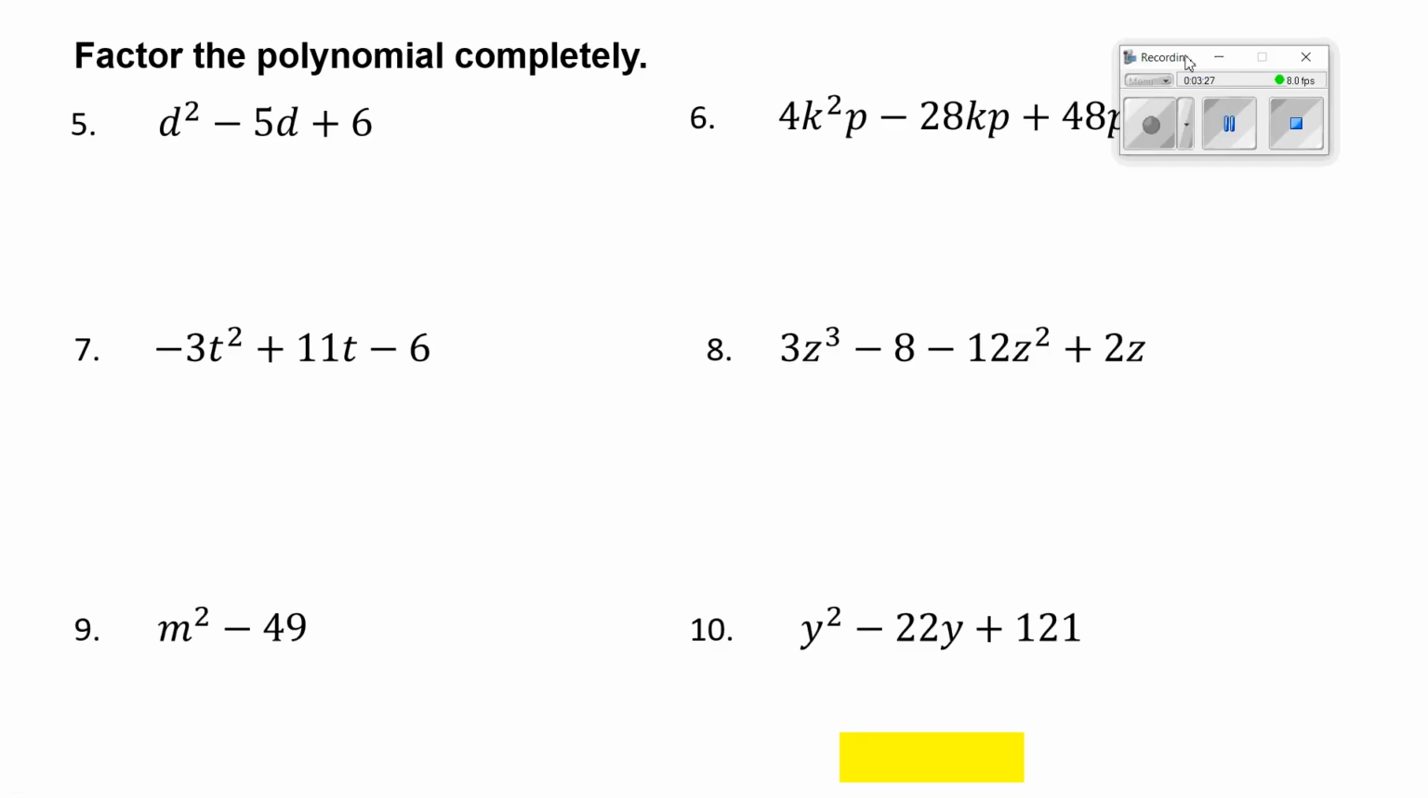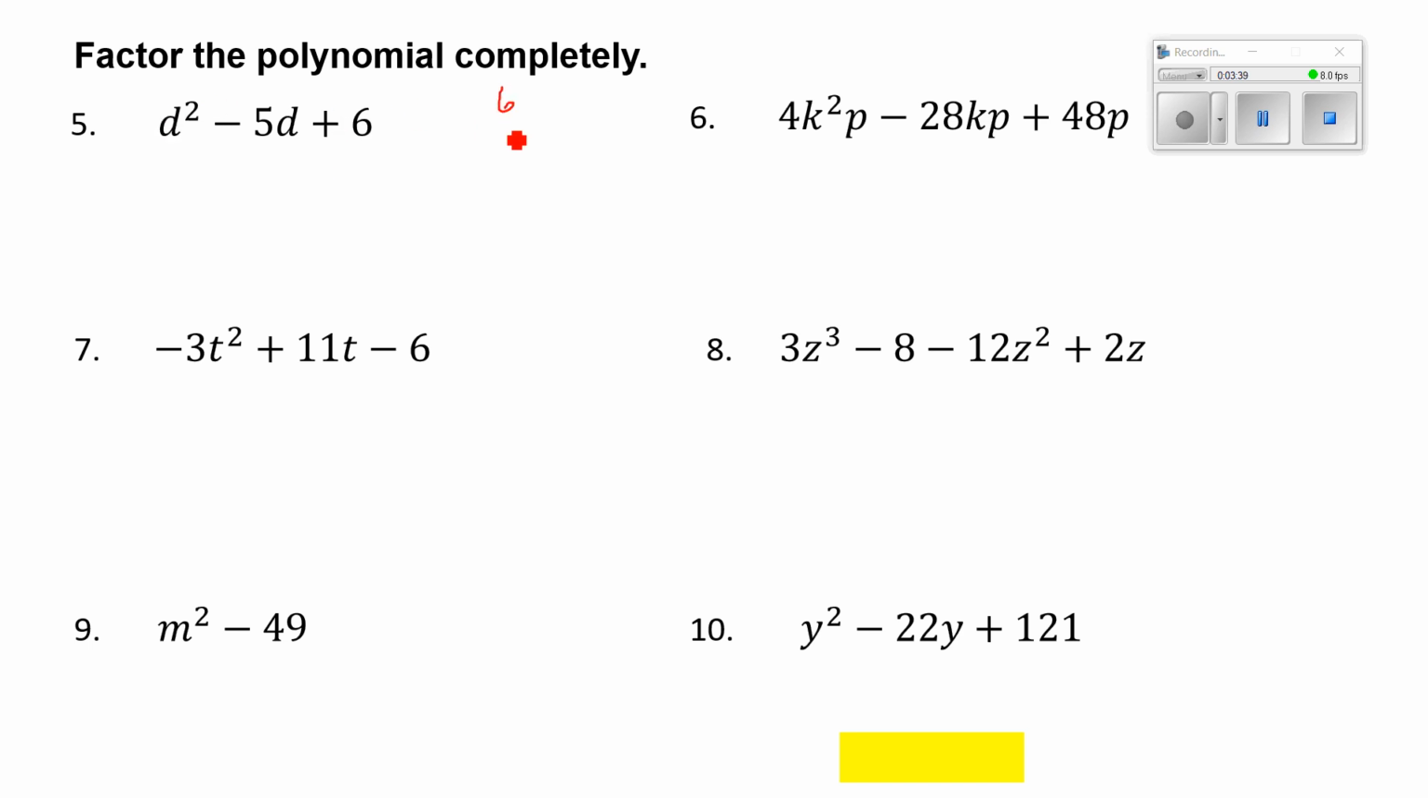All right, let's move on with the next one. We've got d squared minus 5d plus 6. When I work this problem out, I realize I need to take 1 times 6, and that's 6. Now I have to find two numbers that when I multiply them together will give me a positive 6, but add to a negative 5. That's going to be negative 2 and negative 3. Right? Because negative 2 times negative 3 is positive 6, and negative 2 plus negative 3 is negative 5. This is going to give me a d minus 2 and a d minus 3. All right? There we go.